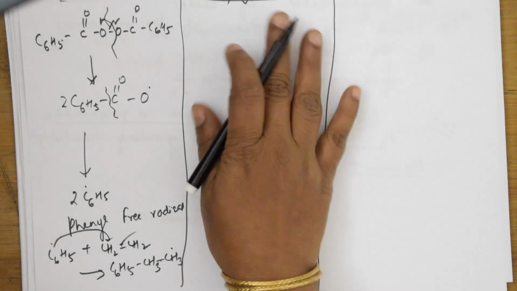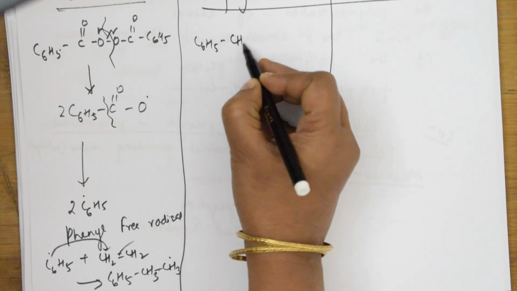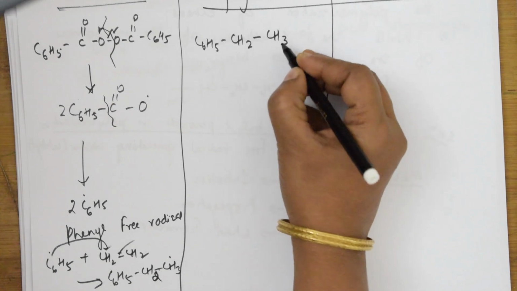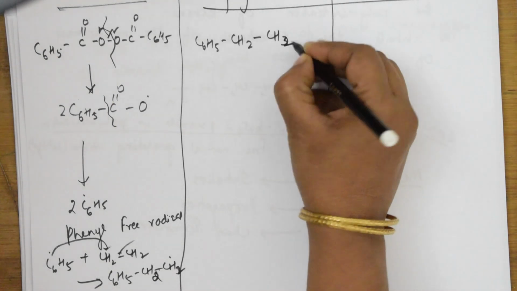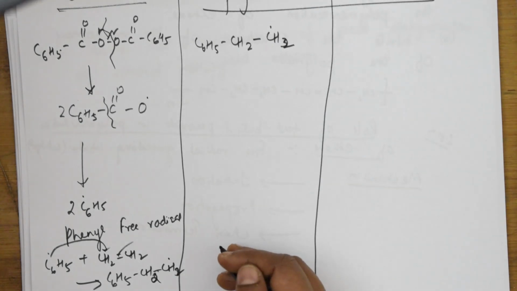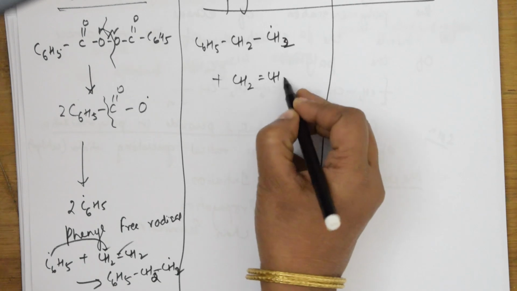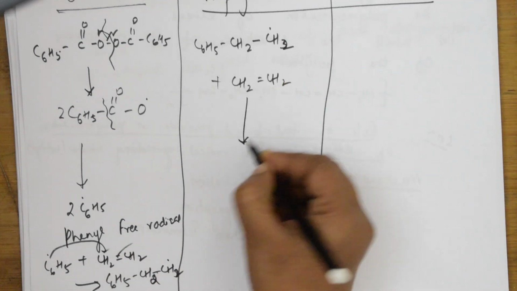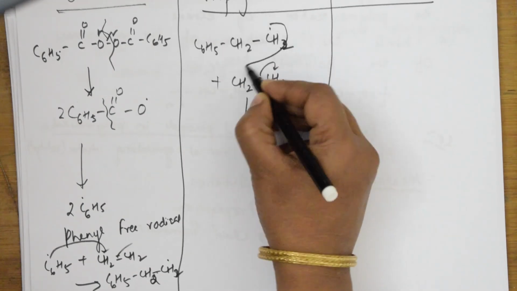Now in the propagation step, what happens? This C6H5, CH2, this also should be CH2, I'm sorry for that. This free radical is going to again combine with one more molecule of ethene. First molecule here, second molecule here. Then what happens further? This is shifted to this, and this bond is going to.